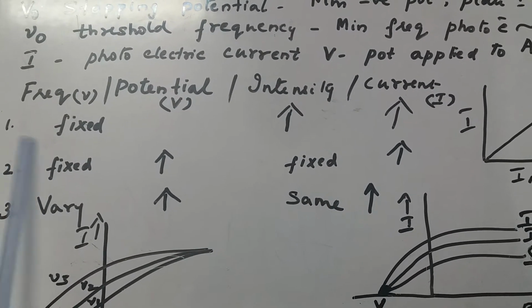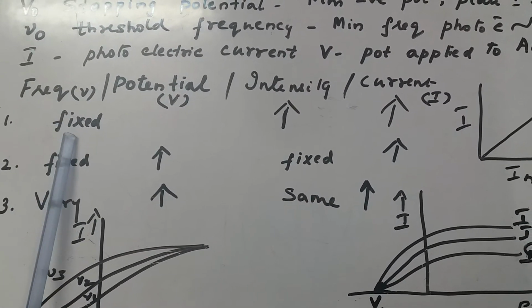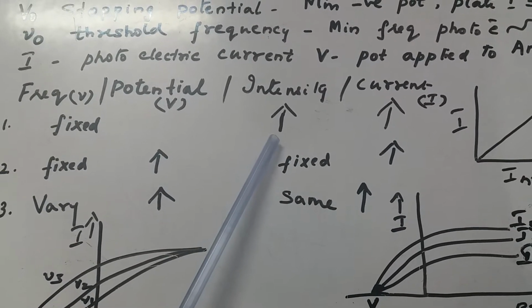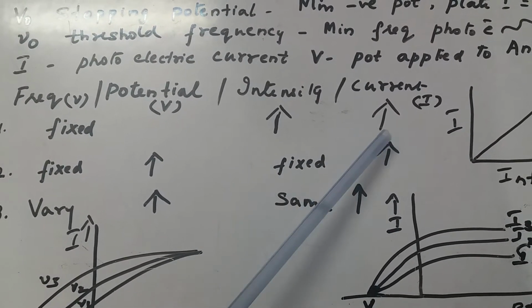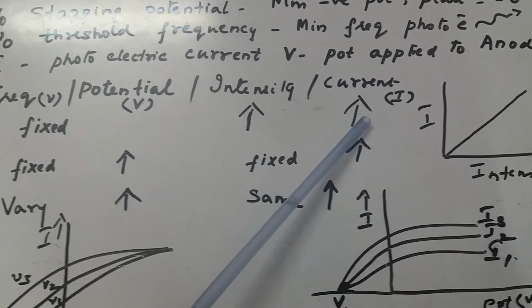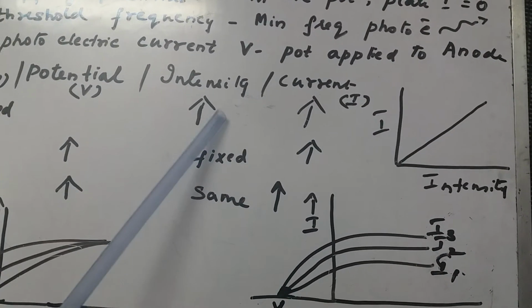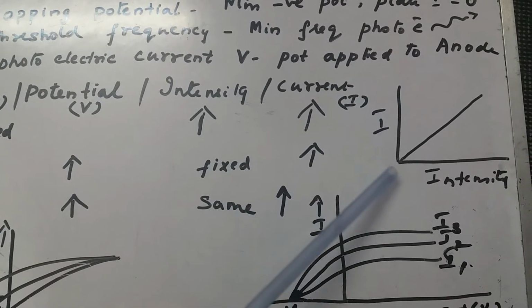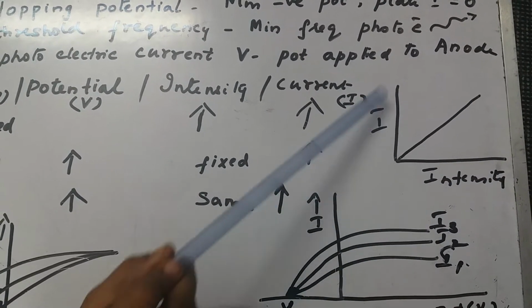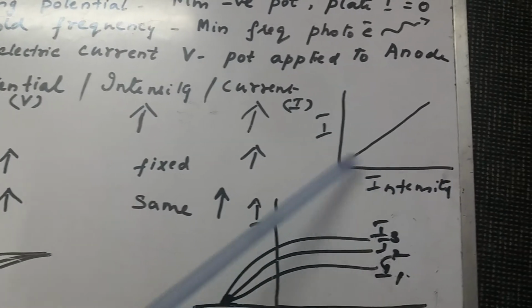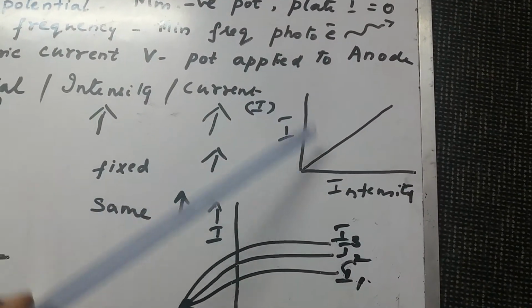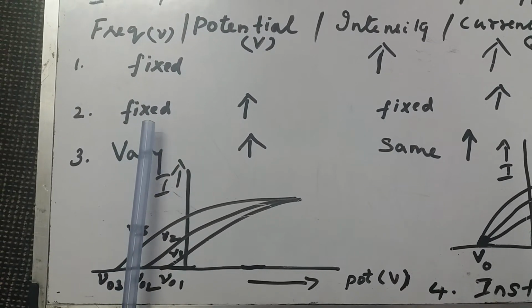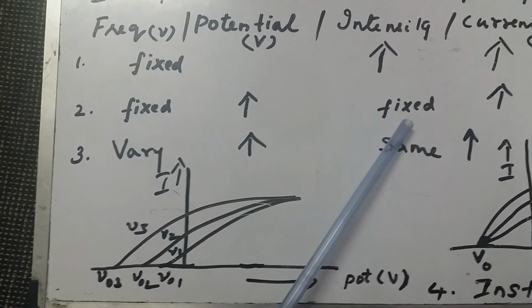For a given material, keeping the frequency fixed, the intensity of the incident radiation is varied, and it is seen the photoelectric current also increases. As we increase the intensity, the photoelectric current also increases. This is given by a linear graph. As you can see, the intensity is on the x-axis and the current on the y-axis. It's a linear graph. Coming to the second law, the frequency is fixed and the intensity is fixed.